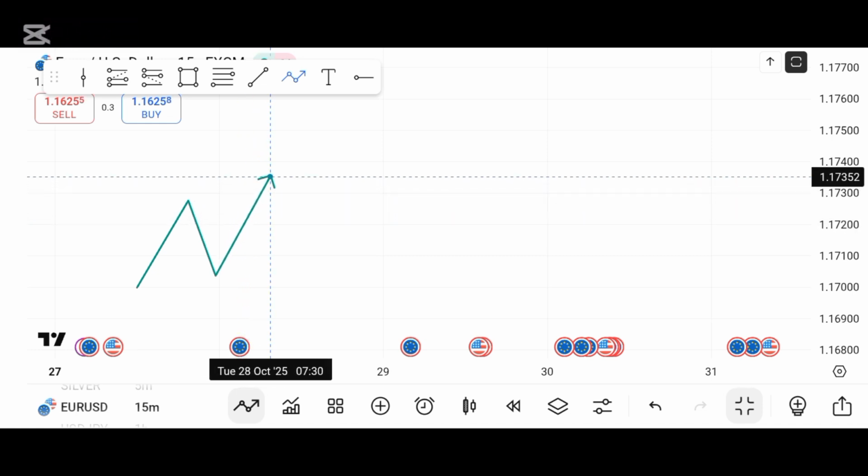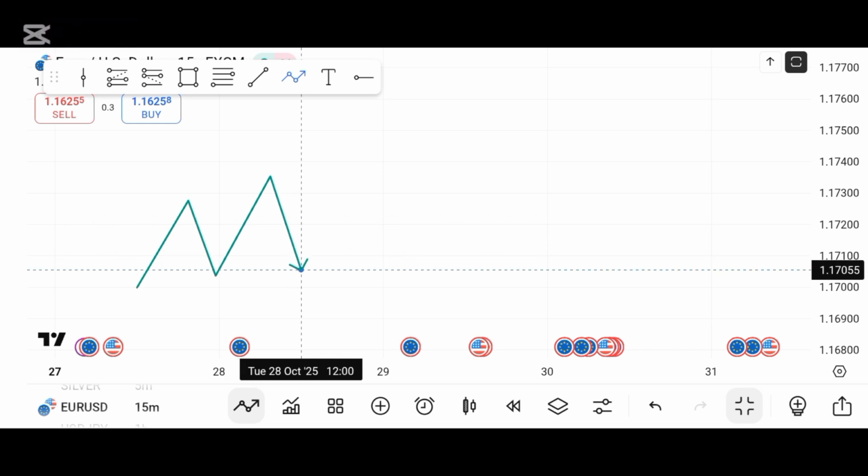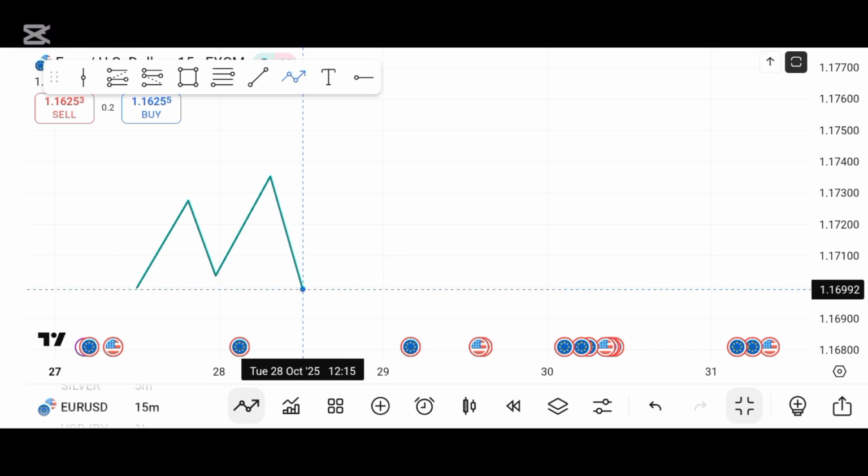Let's keep on looking at the chart. Price will just come down, then break it. And you might be like, why? Why does the market break that particular zone? I will explain to you why.